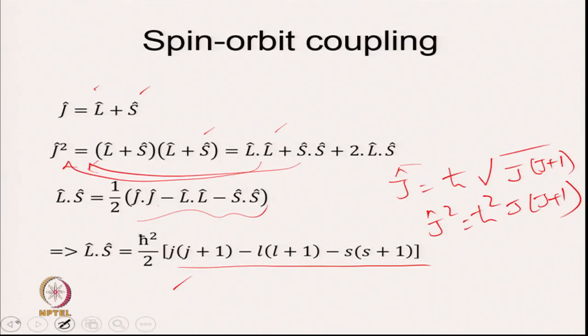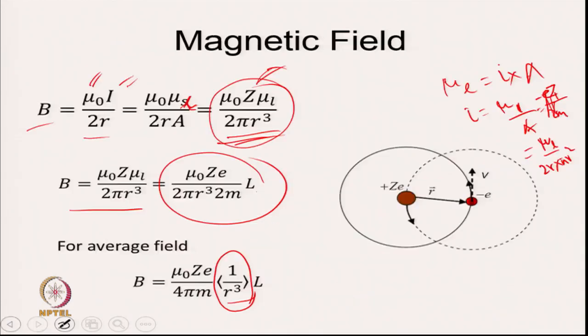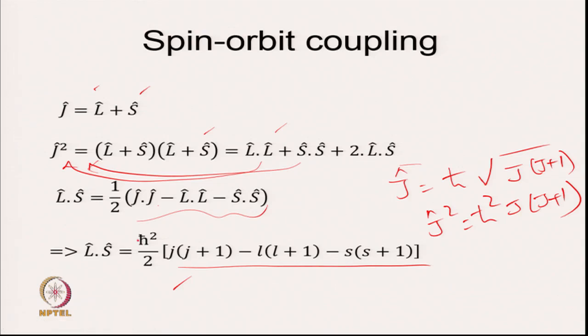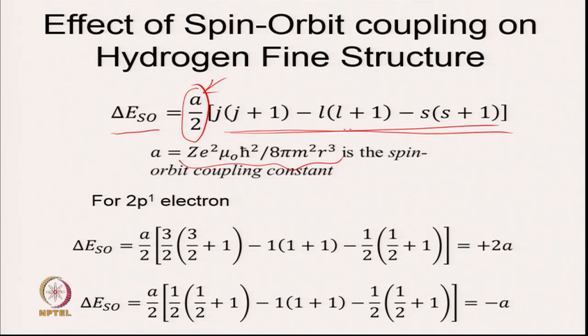So, basically this constant is A by h cross square, and if I multiply by h cross square by 2, this is A by 2, that is what we got here: A by 2 into j j plus 1 minus L L plus 1 minus S S plus 1. And now you can calculate what will be the delta E for a 2p1 electron.